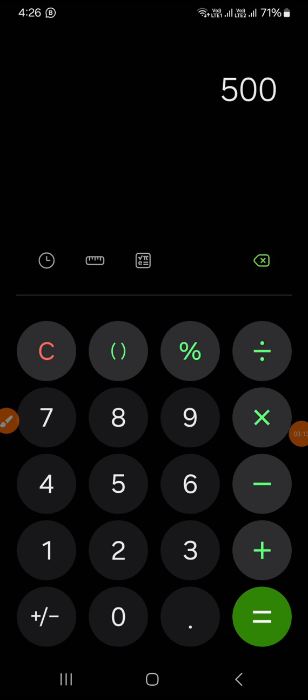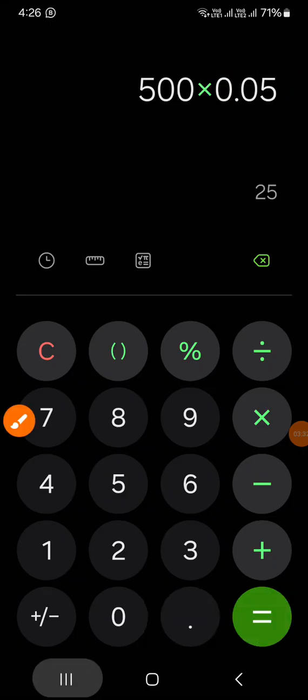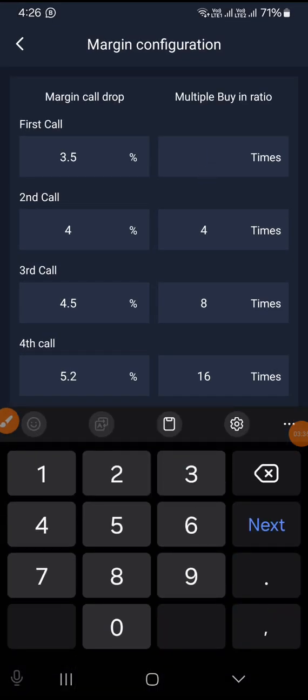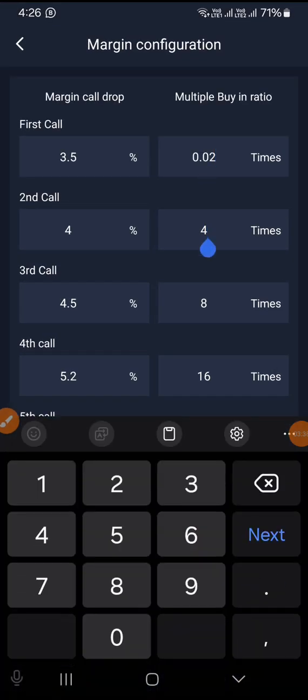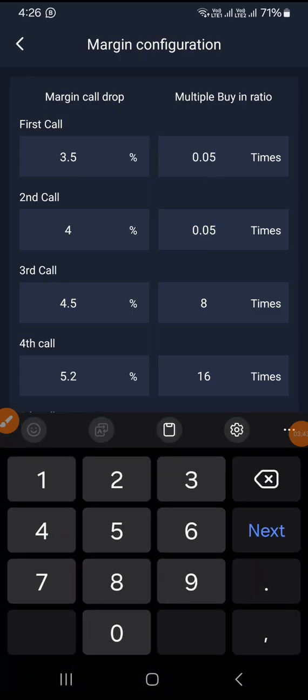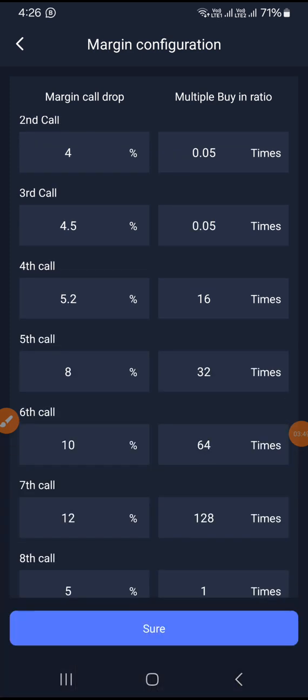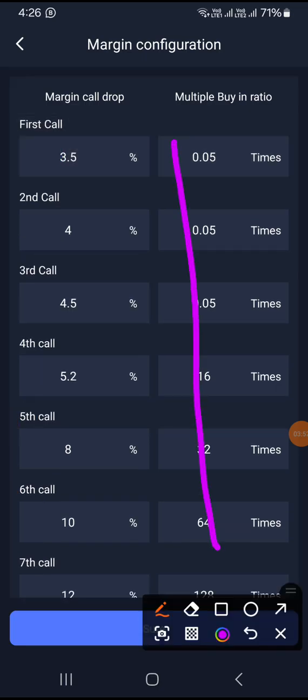So we went: 500 times the digit you want, 0.1, that is 50. Now we go 0.05, that is 25. So this is the digit we wanted. That's how we get the digit. So you go back and put 0.05 in all this area.